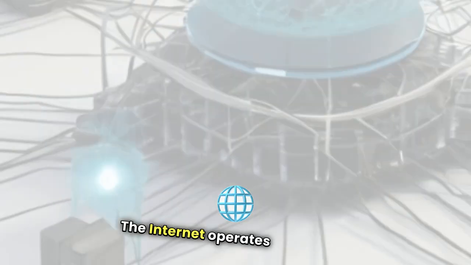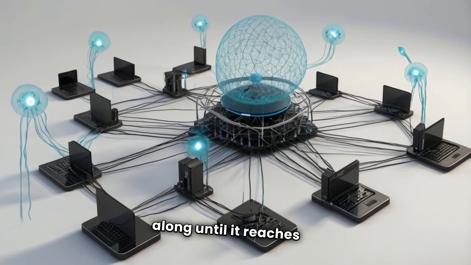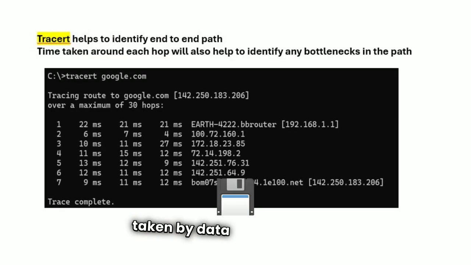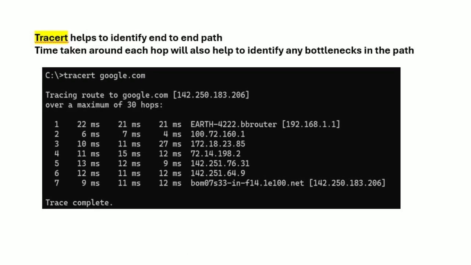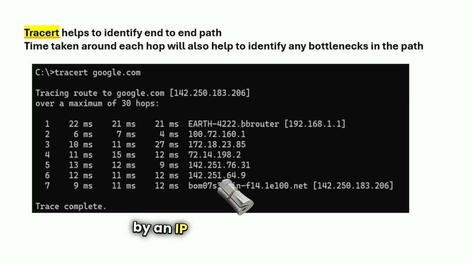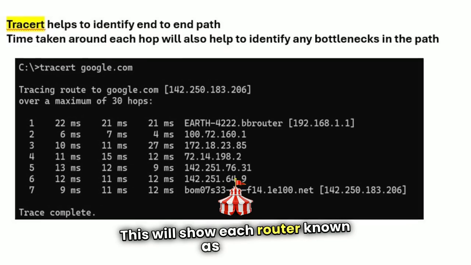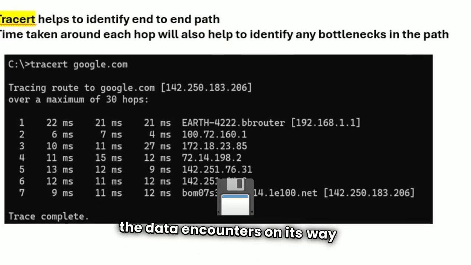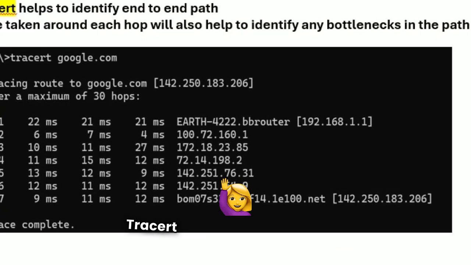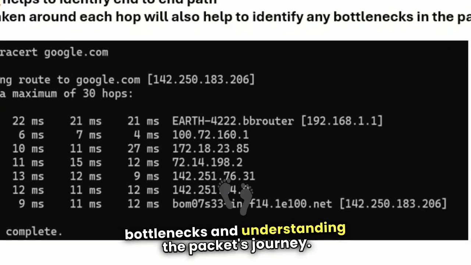The internet operates on a global network of routers, each passing information along until it reaches its destination. Tracert is used to see the path taken by data packets across this network. To use it, open command prompt, type tracert followed by an IP or domain, and press enter. This will show each router, known as a hop, the data encounters on its way to the destination, along with the time each hop took. Tracert is helpful for identifying network bottlenecks and understanding the packet's journey.